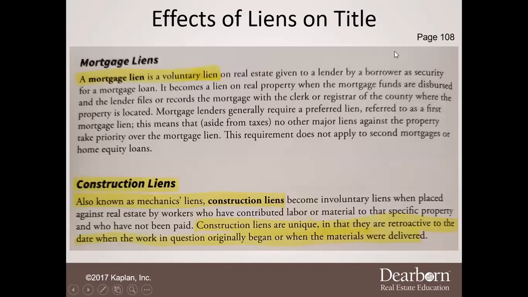All right, so page 108. A mortgage lien is a voluntary lien. A construction lien is also known as a mechanic's lien, and construction liens are unique in that they're retroactive to the date the work in question originally began or when the materials were delivered. See, you didn't have to write that note. You could just highlight it right here on page 108.